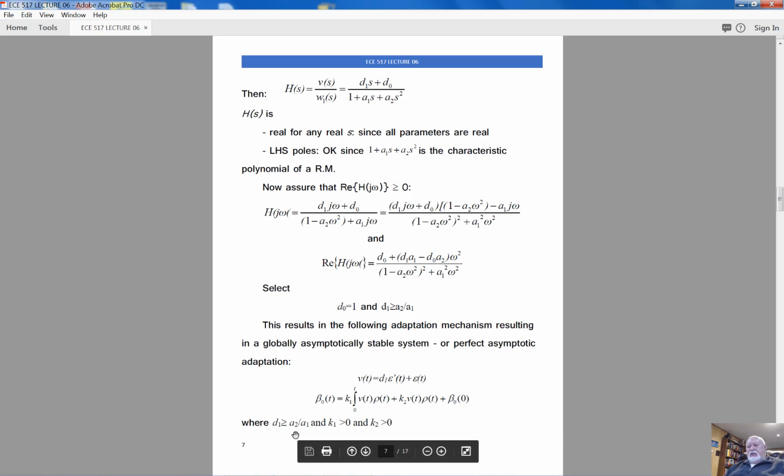And these are the conditions for the strictly positive real linear time invariant part. And these are the conditions for the hyperstable nonlinear time varying part. So the resultant system is supposed to be globally asymptotically stable, or will possess the property of perfect asymptotic adaptation.